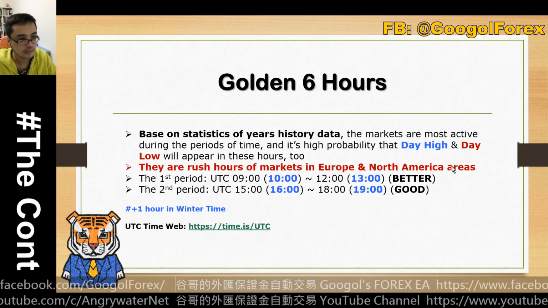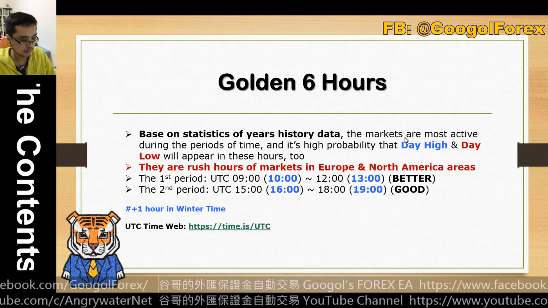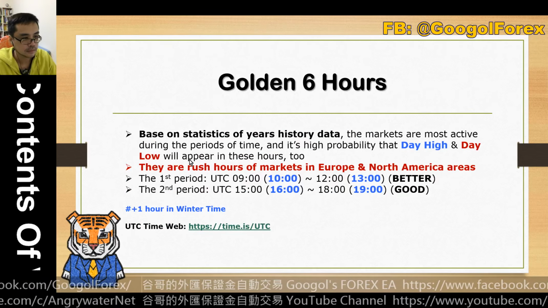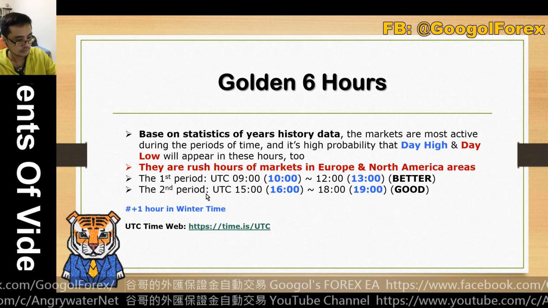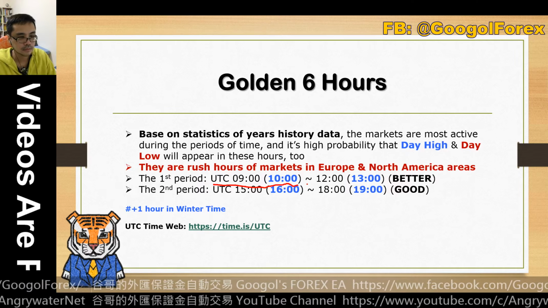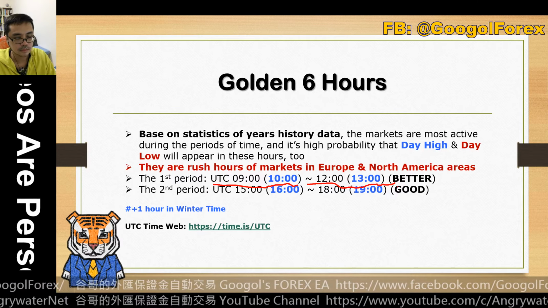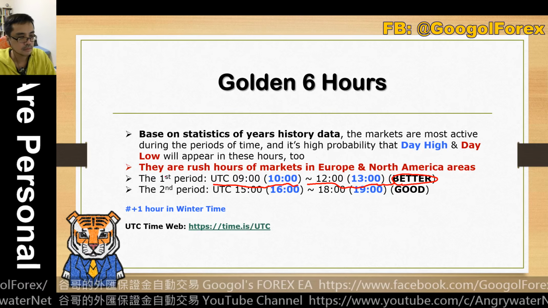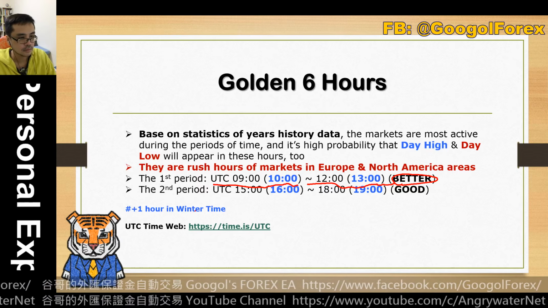The golden hours we had mentioned are 2 periods of time every day. The first period is UTC 9 o'clock in summer, or 10 o'clock in winter, to 12 o'clock in summer, or 1300 in winter. This period is a better time to trade because the markets have more momentum.